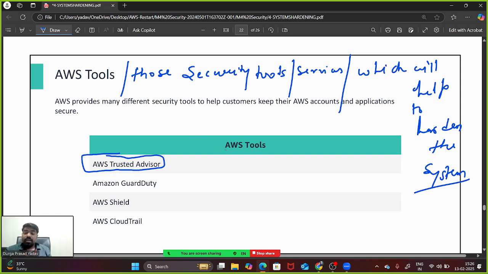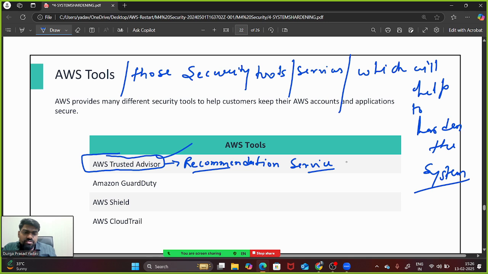Sorry. AWS Trusted Advisor is a recommendation service. It is the recommendation service, guys. It will recommend, let's say if you are not using a better security solution, it will automatically recommend that you should use this, you should follow this. It will just give you a suggestion or recommendation.